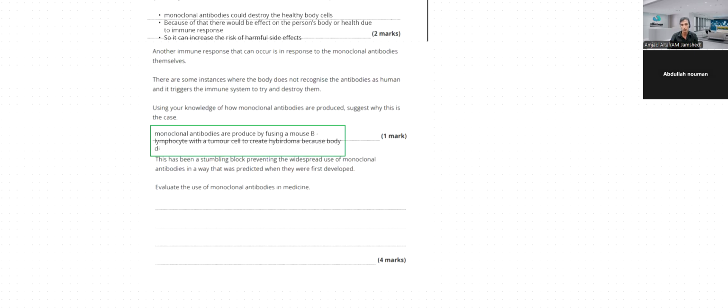Yes, it's possible. But how? Because the body doesn't recognize the monoclonal antibody, and it triggers the immune cells to try and destroy them.